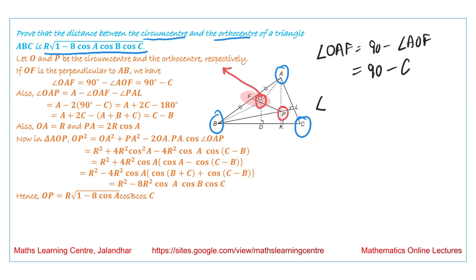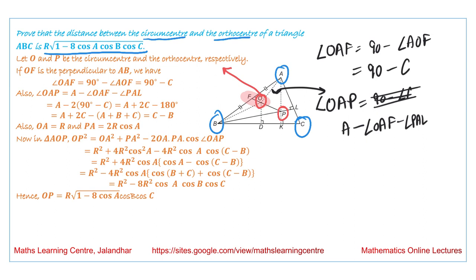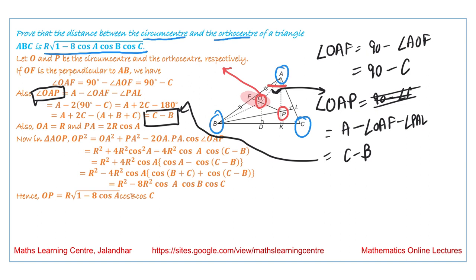If we are talking about the angle OAP, we are talking about this angle over here. The complete angle is A, minus angle OAF minus angle PAL. From this whole angle, we have subtracted these two angles. So on substituting these values, we obtain angle OAP is equal to C minus B. This is the value we are getting.